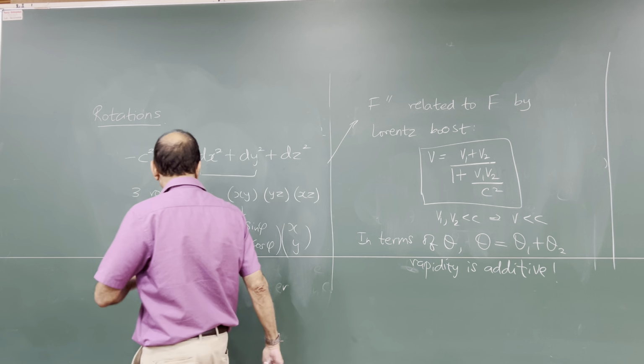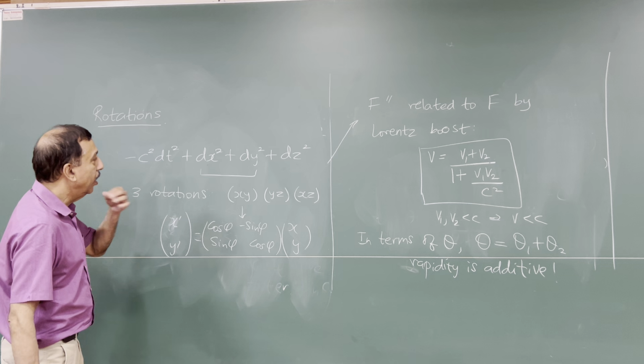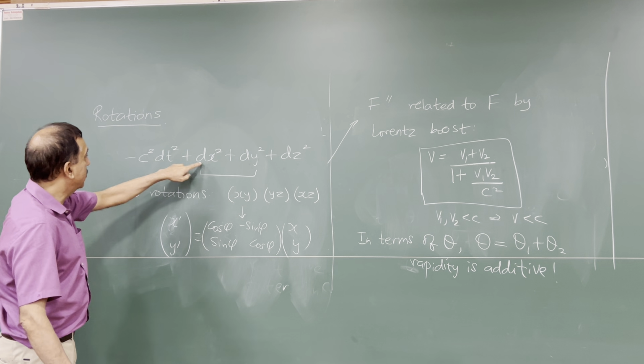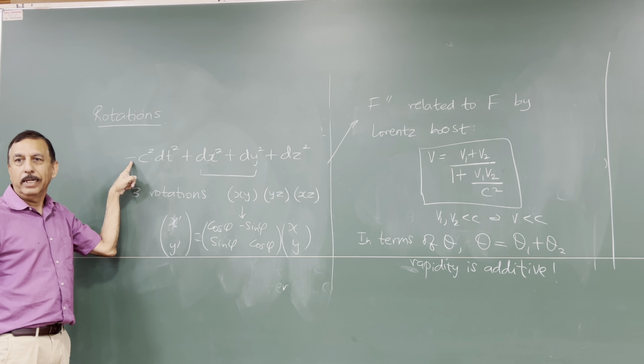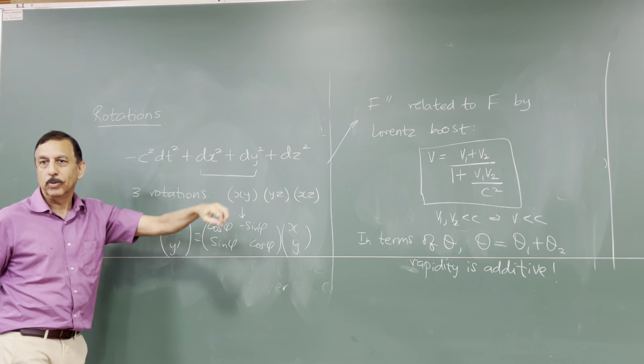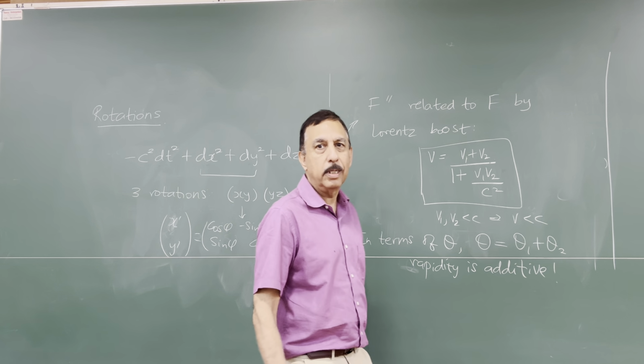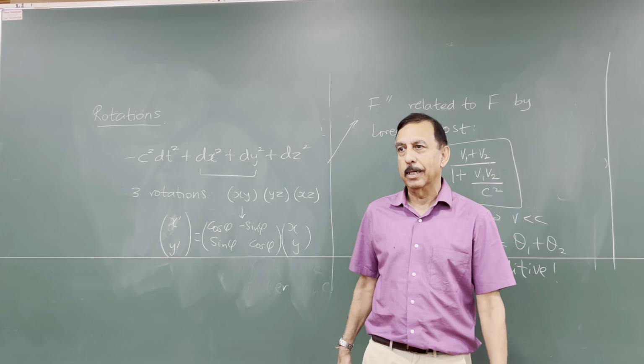Okay, but the mathematics is not that different between mixing x and y and mixing x and t, except for one thing: t comes with a minus sign, and all the space coordinates come with a plus sign. So the mathematics is actually finally different.